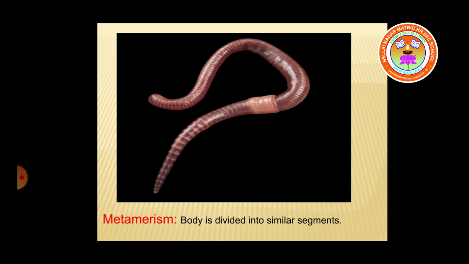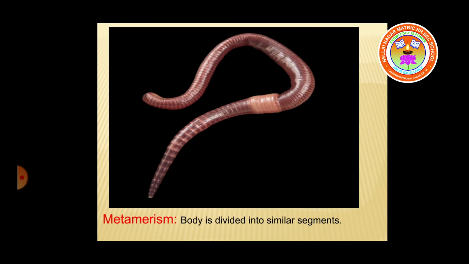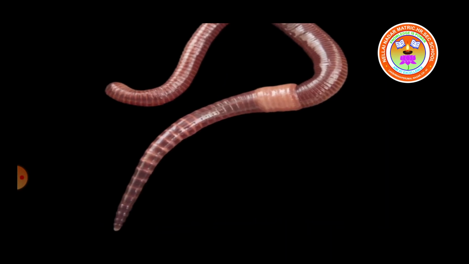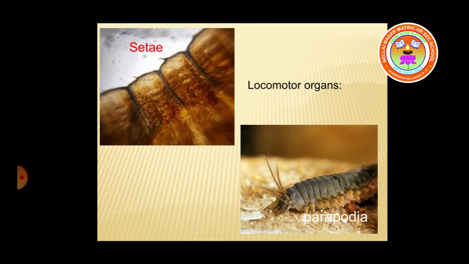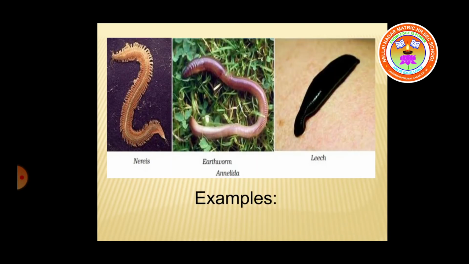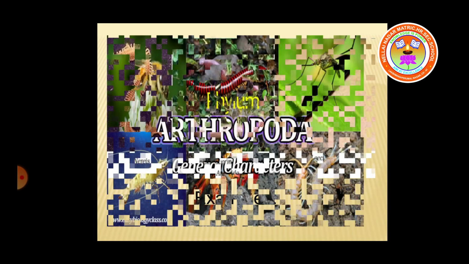Their body is divided into similar segments called metameric segments. The condition of dividing the body into similar segments is called metamerism. The organisms move with the help of setae and parapodia. Setae and parapodia are locomotory organs of this group. The examples are Nereis, earthworm, and leech.